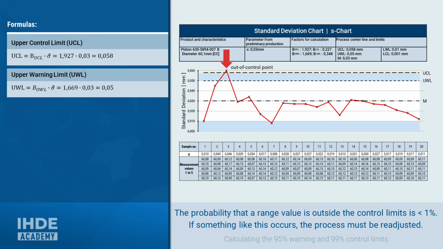For the reasons just explained, the lower limits have been removed in this control chart. The probability that the standard deviation of a sample exceeds the upper control limit is less than 1%. When such a rare event occurs, it is an indication that the process may be out of control. The cause must be identified and the process readjusted, if necessary, in order to reduce the spread again.